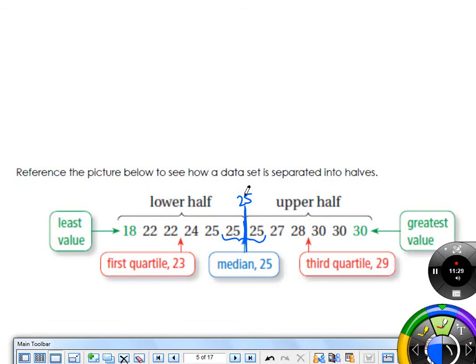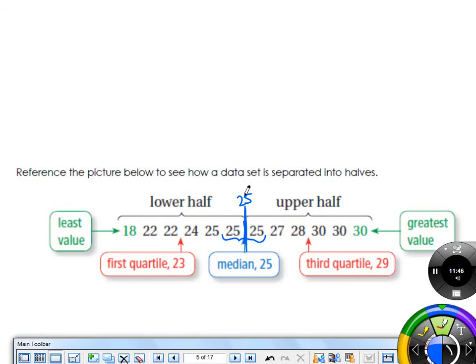I mean, I get that 25 is a number from our data set, but I'm saying this number 25 doesn't represent either one of these. It's saying the average of these was 25. So notice that this 25 to the right of it is still part of the upper half of the data, and the 25 to the left of it is still part of the lower half of the data.